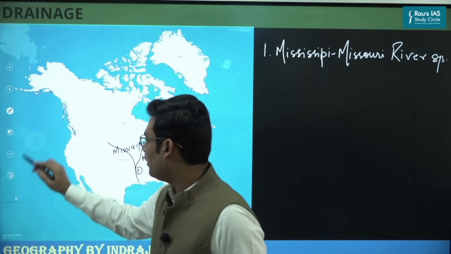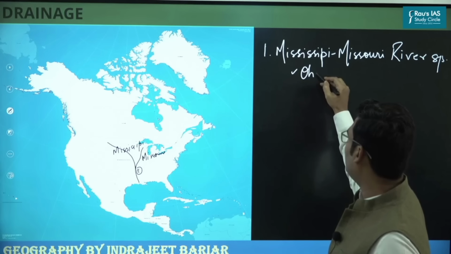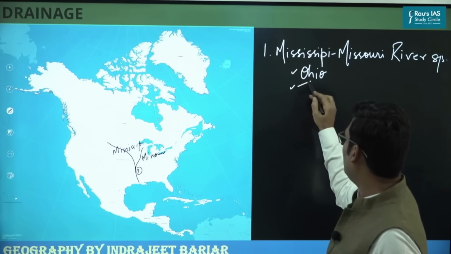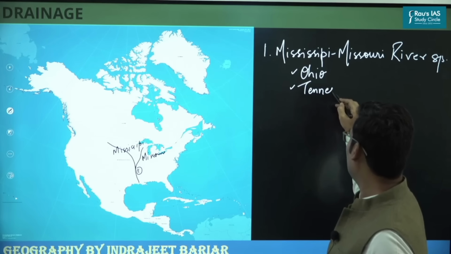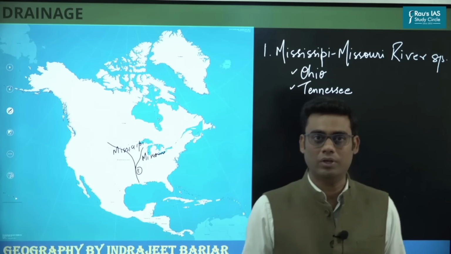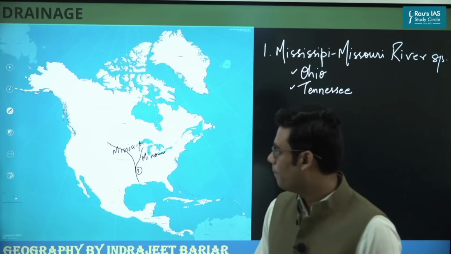Other very important tributaries of this Mississippi-Missouri system comprise a river called Ohio and another river called Tennessee. So the Ohio and Tennessee rivers are a part of the Mississippi-Missouri river system.